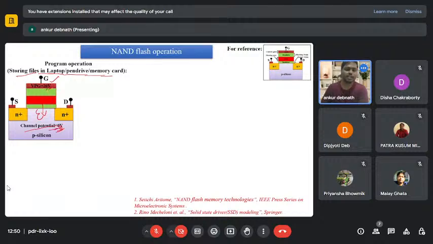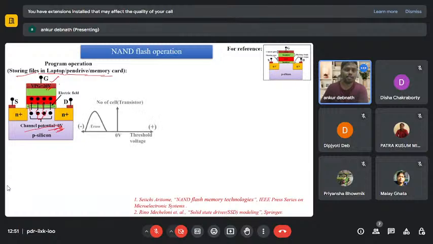Then the electron that I already discussed, right? The electron will move from this way to this way. You can see the electron is moving from channel to floating gate. So that way we can see the program operation is happening.